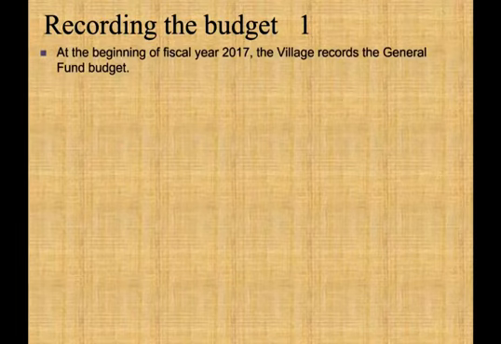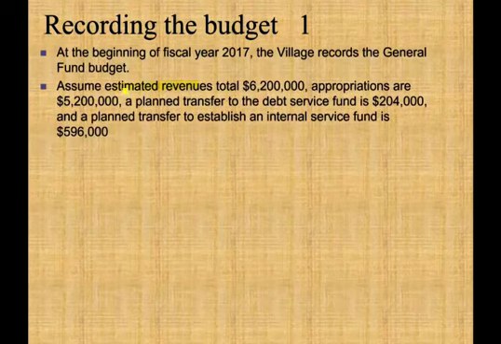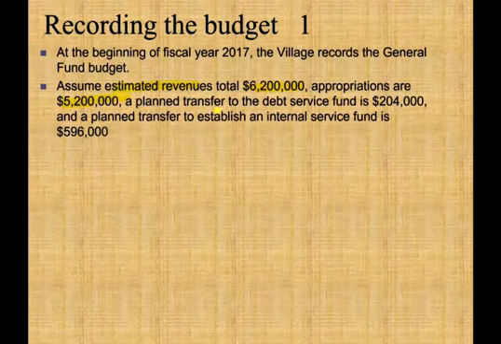Again, GASB does not require a governmental unit to prepare a budget, but most governments do prepare a budget. So at the beginning of 2017, the Village records the general fund budget. So we're going to start with the budget. Here's what's going to happen. Assume estimated revenue is 620,000, appropriation of 5.2 million, and a planned transfer to the debt service of 204, and a planned transfer to establish an internal service fund of 596.